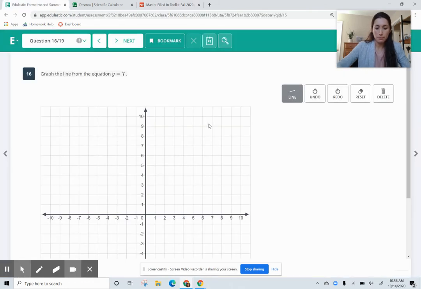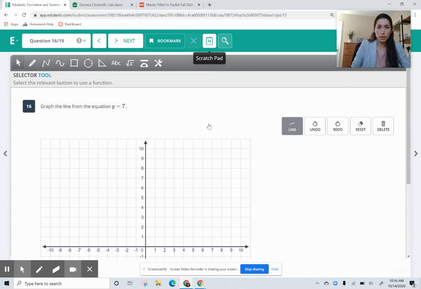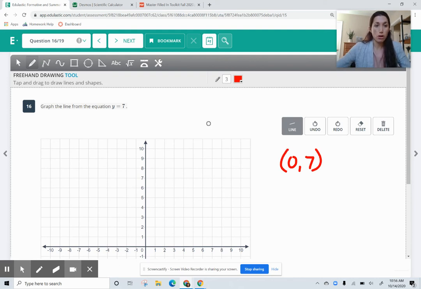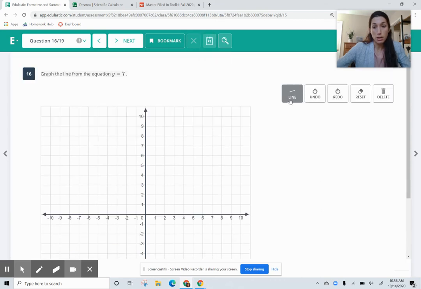So we'll go back here. We are going to graph the y-intercept. So the y-intercept is at 0, 7. All right. And then I just want to draw a horizontal line through that. And technically there is another point on that line. So I'm going to put a point at 7. And then the other point could be basically anywhere along this horizontal.